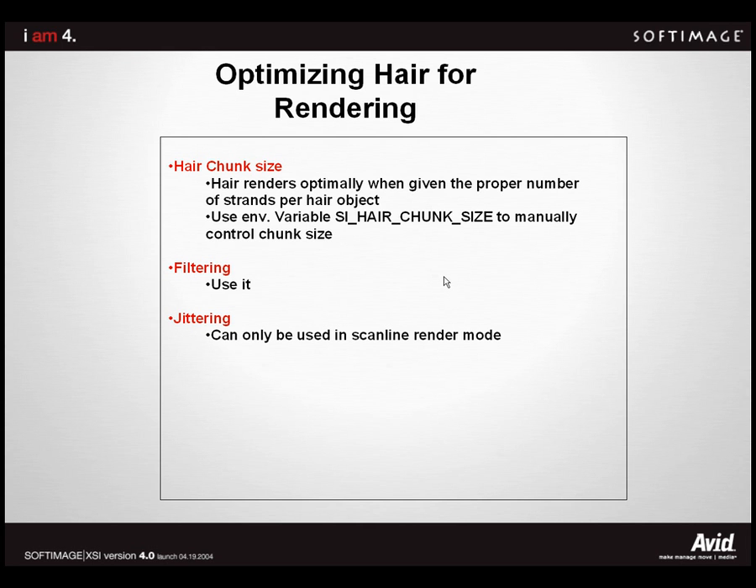Brief mention of filtering. This is really important to use with hair to stabilize your renders. And jittering. Jittering is used to minimize the artifacts and a lot of the moire patterns you can see when you have repeating patterns, and this can only be used in scanline render mode. But if you're using scanline render mode, it is suggested you enable the jittering option. So again, that's just a brief summary. If you read the document, you can find more details on each of these issues.